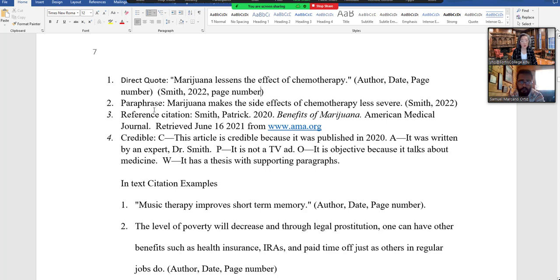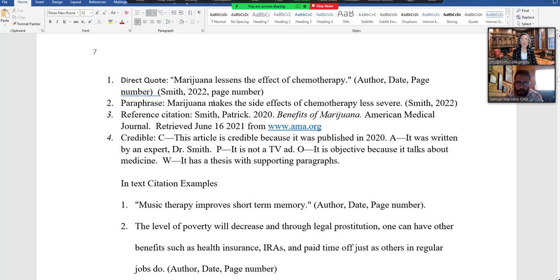Because when we have a direct quote, we have quotation marks, then we have these three parts. And then a paraphrase quote is when we summarize the original quote in our own words. So here you don't need quotation marks, and you don't need a page number. That's the difference. But even though you put the quote in your own words, you still have to cite the source. So here the original quote is marijuana lessens the effect of chemotherapy. Then you would paraphrase it as marijuana makes the side effects of chemotherapy less severe. You don't need quotation marks, and you don't need a page number. You just put in the author and the date.